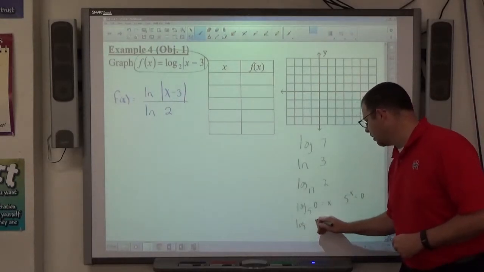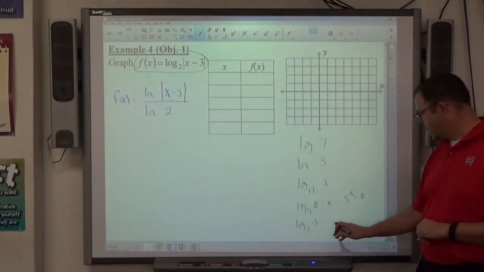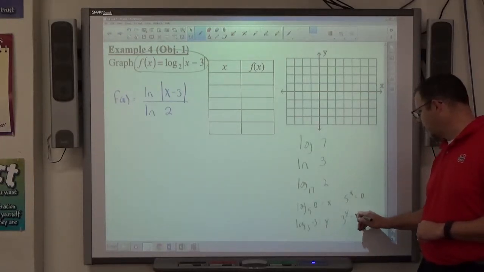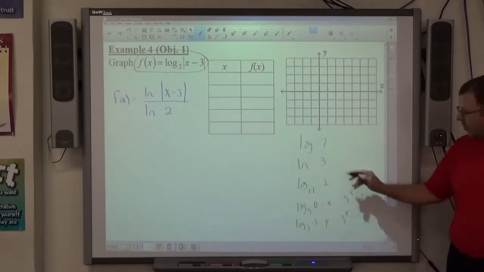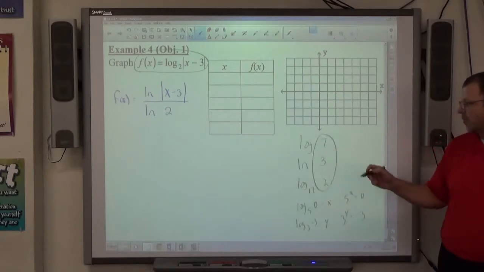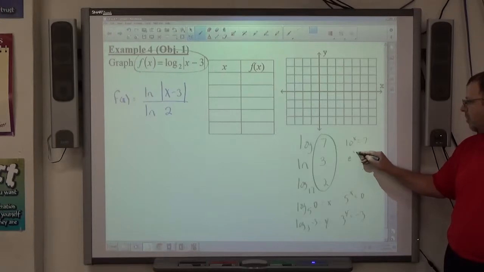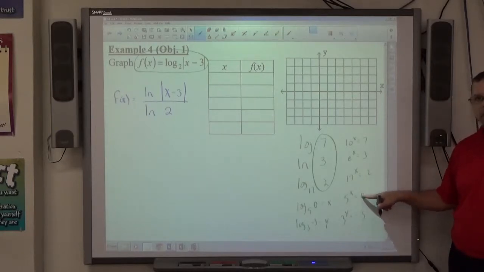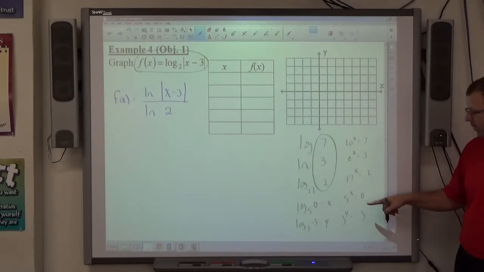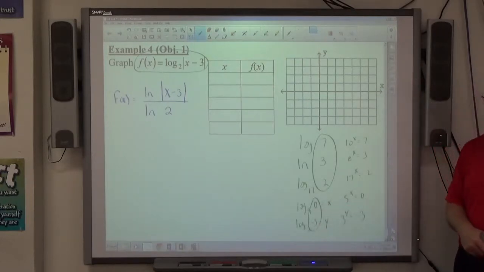Log of negative 3 base 3. You want to look at that one? 3 to the y power equals negative 3. Is that possible? It looks like if the power is positive, it's possible, right? 10 to the x power is equal to 7, that's possible. e to the x power equals 3, that's possible. 17 to some power equals 0.2, that's possible. You can't make a 0 or a negative number out of a logarithm, or I should say, as an argument. So the arguments of 0 and negative numbers are illegal.